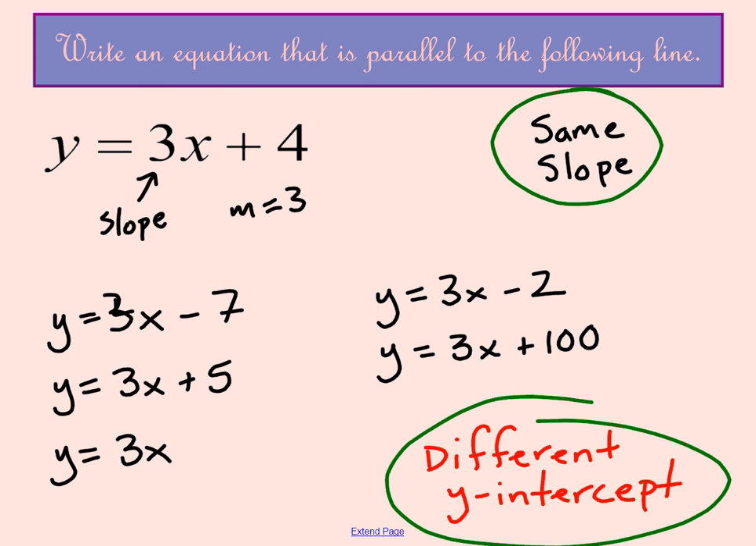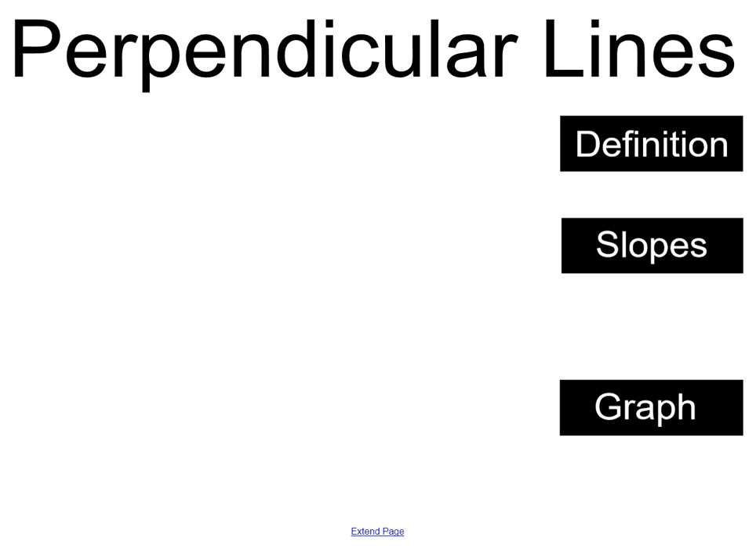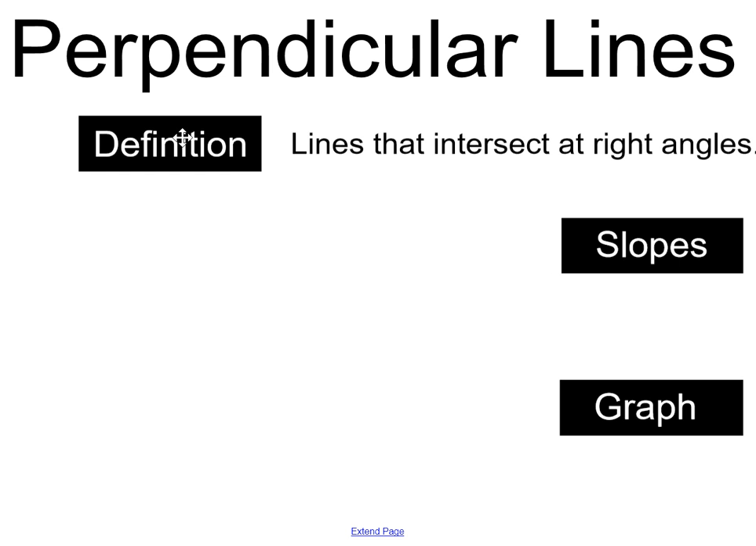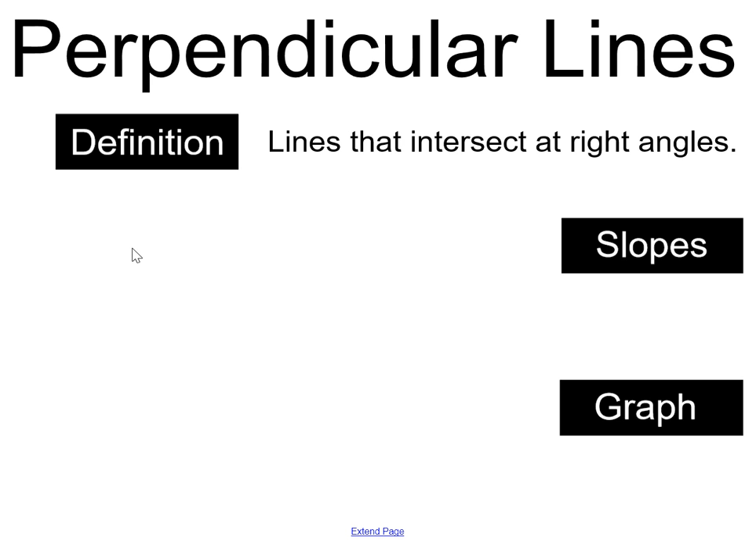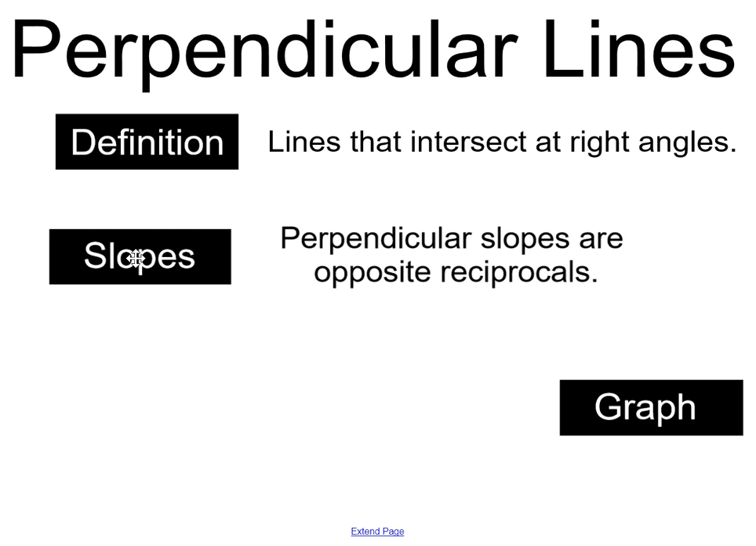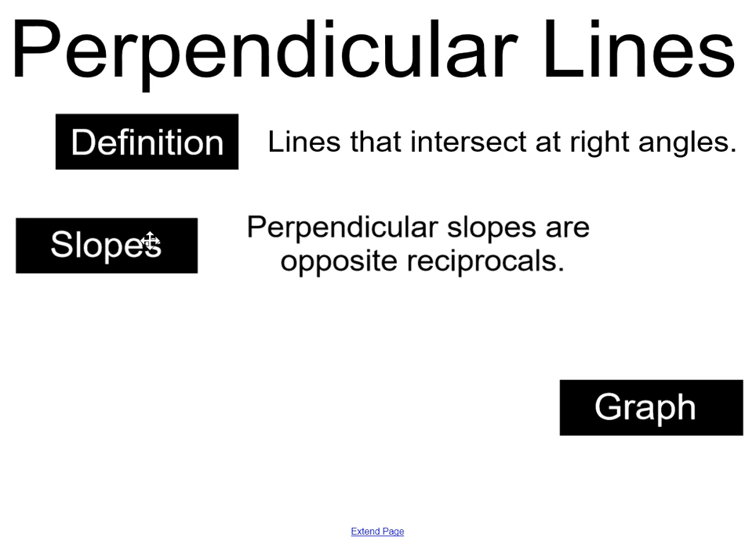Next up, we get to talk about perpendicular lines. Perpendicular lines are lines that intersect at right angles. The slopes of perpendicular lines are opposite reciprocals. That means that if our slope is A over B, opposite reciprocal means it is going to be negative B over A.